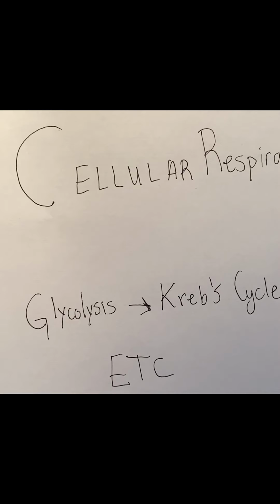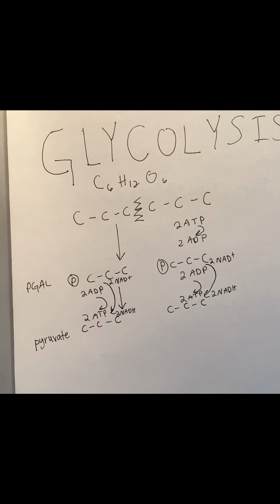First up, we have glycolysis, which happens in all living organisms, takes place in the cytoplasm of the cell, and requires no oxygen. The 6 carbons get split into 2 using 2 ATP, which then turns into 2 ADP. The P's bond to the carbons and create pGal.